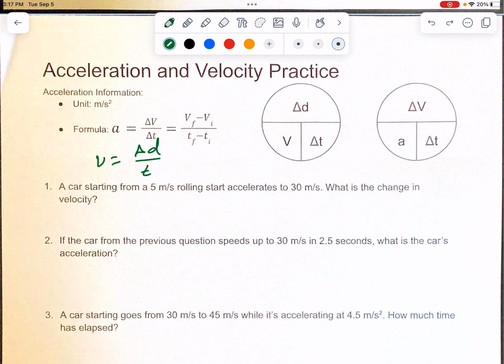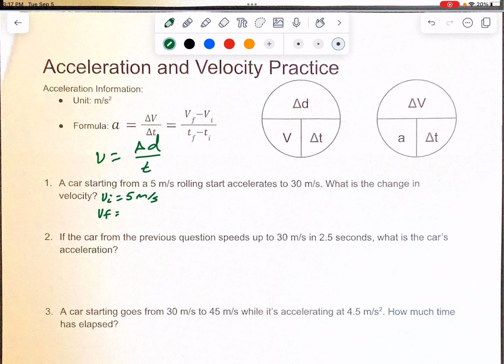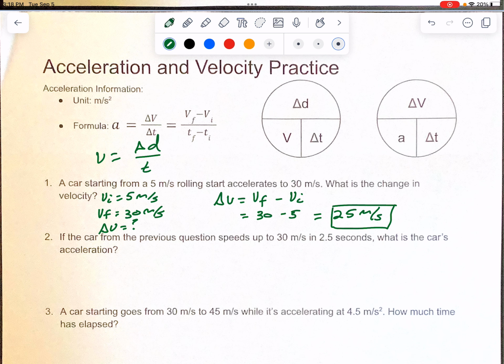Number one, it says a car starting from 5 meters per second, rolling start, accelerates to 30 meters per second. What is the change in velocity? So my initial velocity was 5 meters per second. My final velocity was 30 meters per second. I just want to know what my change in velocity is. Not every problem is going to be some intricate thing where you have all these variables going on. You just need to write down what you have, look at what you're looking for, and then go from there. Change in velocity is your final velocity minus your initial velocity. So I just plug in 30 minus 5, and that gives me a change in velocity of 25 meters per second. And there's your answer for number 1.